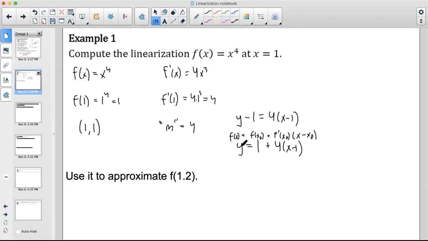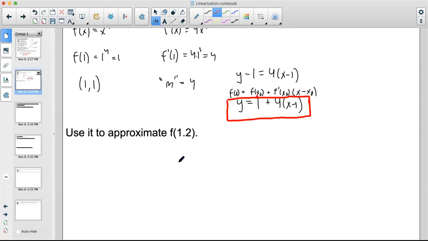This is the formula I gave you, and f of x is y, f of x0 is the function evaluated at the point, in this case x equals 1, plus the derivative evaluated at that point, that was 4, times x minus the x1. So all these things are kind of one formula, but for linearization we normally write it like this because we usually solve for y. Get the y by itself. It's not quite mx plus b form. You could certainly write it that way, but it works just like this.